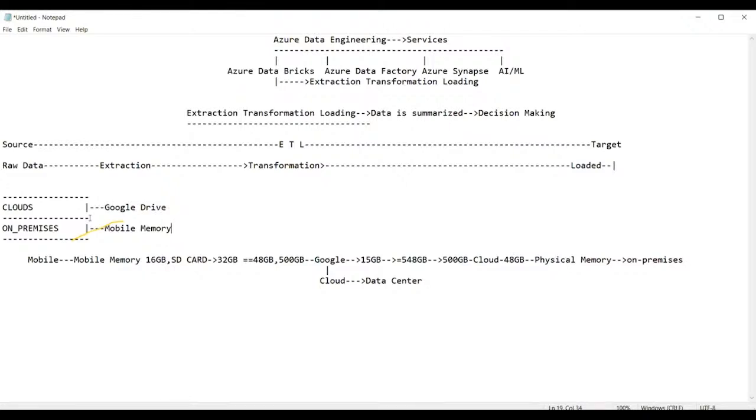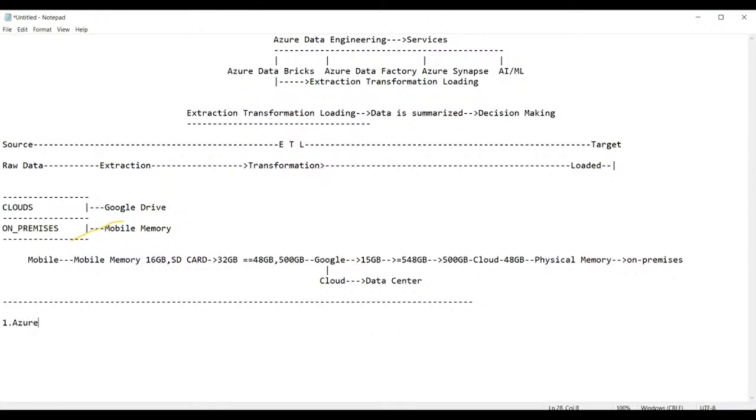So now, guys, as individuals, we still want to move the data from the physical memory to Google Drive memory. In the same way, many corporates are now planning or moving from physical data to cloud data. For that, many cloud providers have come out to provide support. The following are the cloud providers we have.